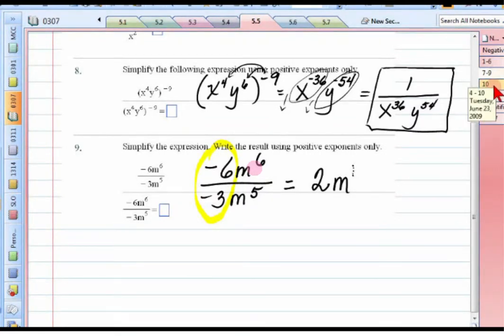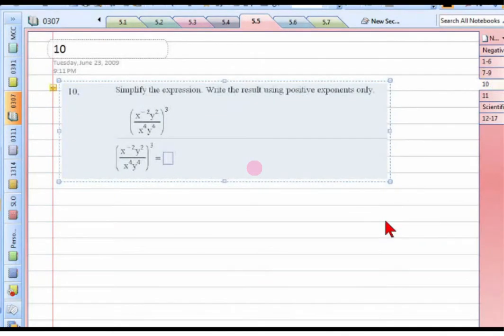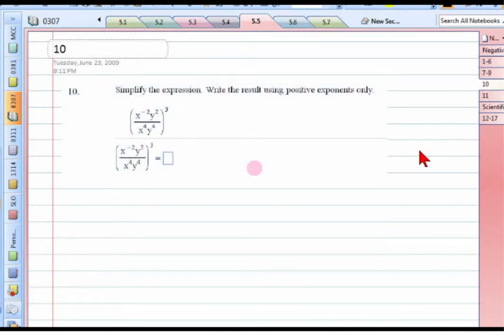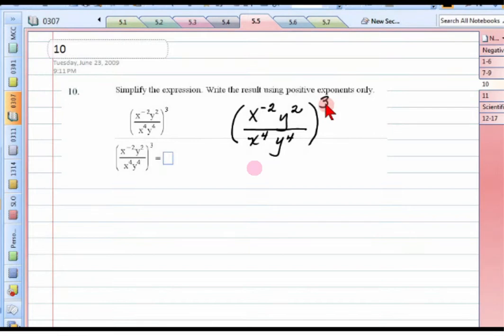All right, let's look at problem number 10. If I rewrite the problem, it has parentheses, x to the negative 2, y to the positive 2, over x to the 4th, y to the 4th. It's enclosed in parentheses with a 3 on the outside. Is that a case of the power rule? Yes. This exponent on the outside will affect each and every one of the exponents on the inside.